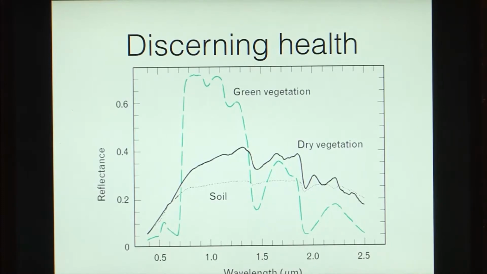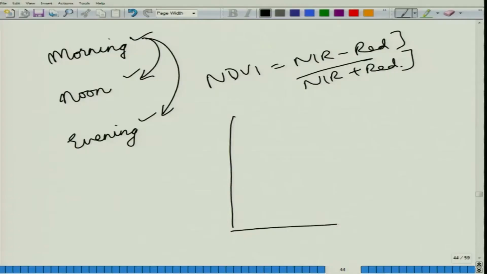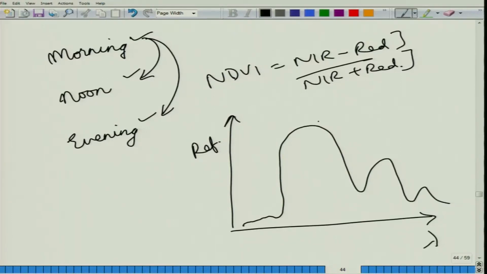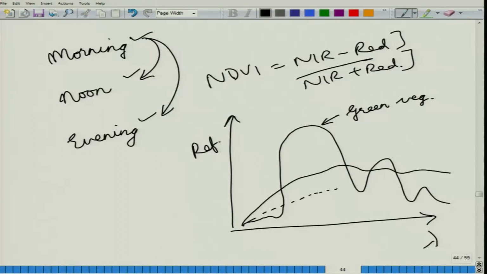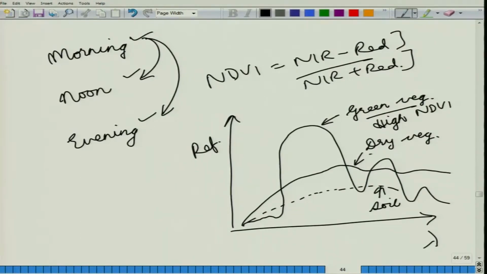So, for instance, the green vegetation, dry vegetation and soil are shown in this chart. Green vegetation shows us the generalized reflectance curve, reflectance versus wavelength. In the case of a green vegetation, it would grow like this. So, this would be for a green vegetation. In the case of a dry vegetation, it goes like this, whereas in the case of soil, it goes like this. Now, if we calculated the NDVI values, green vegetation will give us high NDVI values, dry vegetation will give us middle NDVI values, whereas soil will give us low NDVI values.